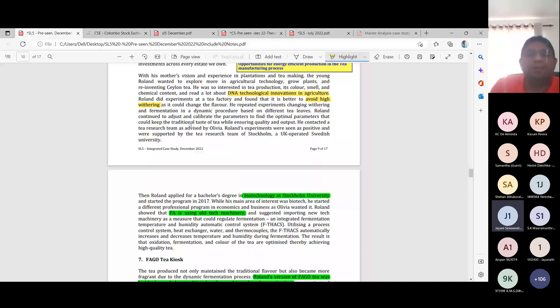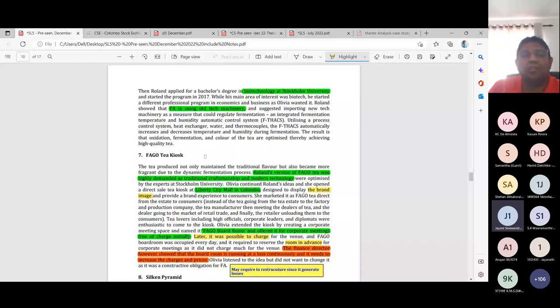Then Roland applied for bachelor's degree in biotechnology at Stockholm University and started the program in 2017. While his main area of interest was biotech, he started different professional programs in economics and business as Olivia wanted it. Roland showed that FA using old tech machinery suggested importing new tech machinery as a measure that could regulate fermentations and integrate fermentation temperature and humidity chromatic control system. Utilizing a process control system, heat exchange, water, and thermocouples, the FTACS automatically increases and decreases temperature and humidity during fermentations. The result is that oxidations, fermentation, and color of the tea are optimized, thereby achieving high quality teas.